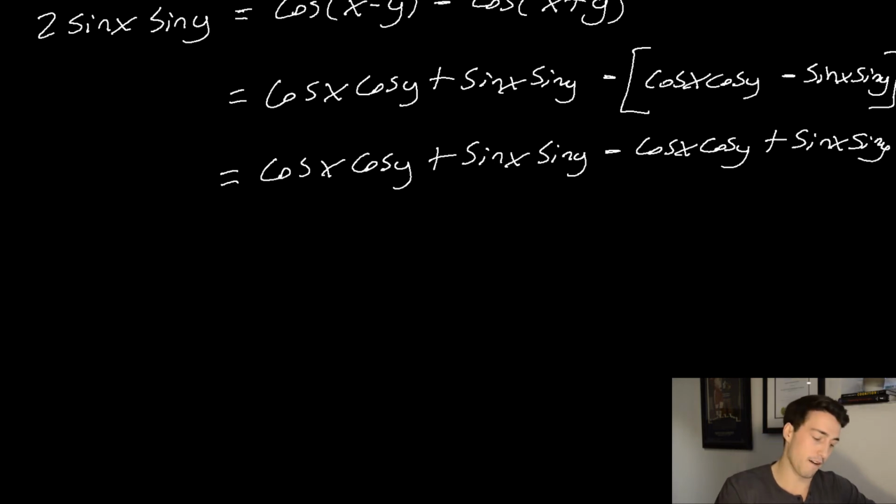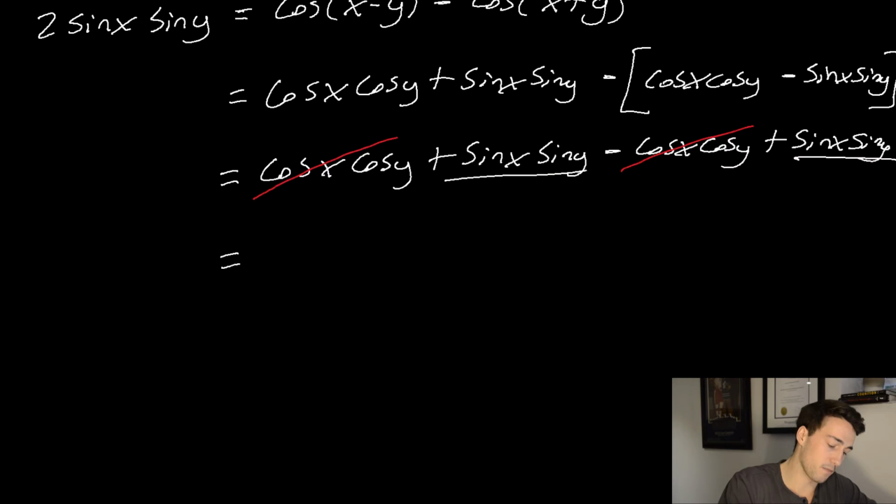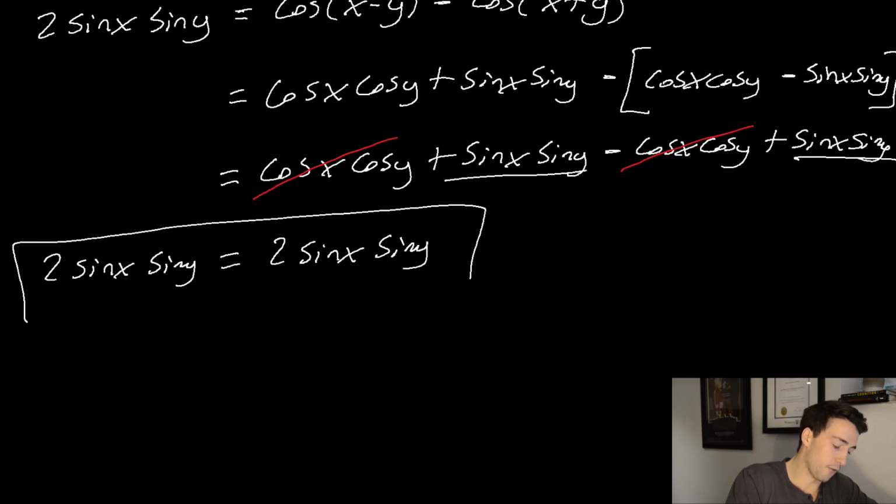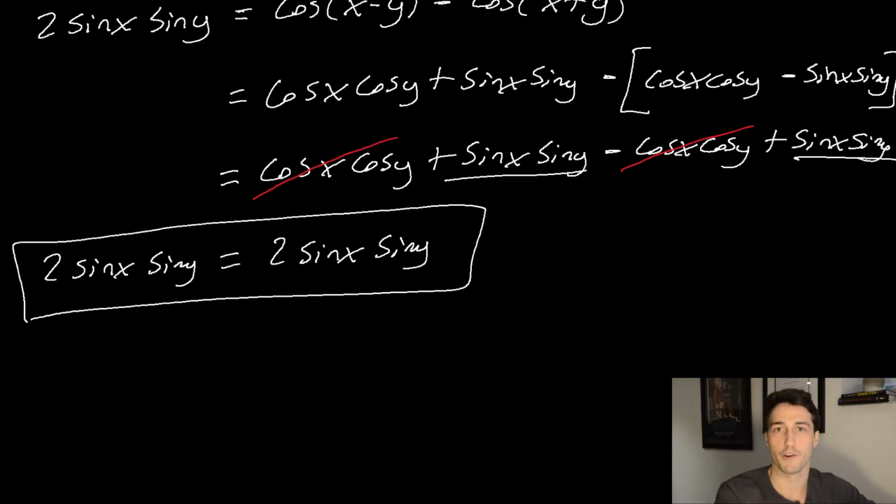And now here we have cos x, cos y. We have a positive and then a negative version of it, so those cancel. And then this will equal, if we just add these two up, since they're like terms, 2 sine x, sine y, and that is equal to the left side, 2 sine x, sine y. So the left side and the right side are equal, and we've proven the trigonometric identity.